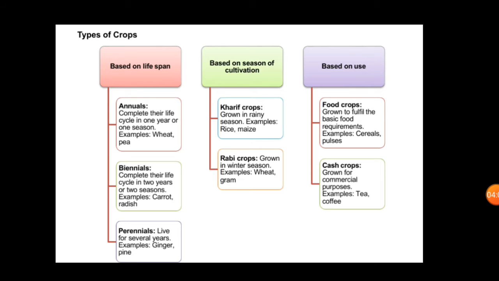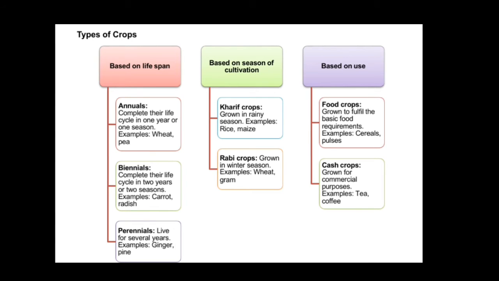The most important basis of classification of crops is classifying them on the basis of their season of cultivation. On that basis, crops are basically of two types: Kharif crops and Rabi crops. Kharif crops are basically sown during the rainy season. Now, why are they sown during the rainy season? It is because they require a lot of water. These are sown between June or July and are harvested in September to October. These are also called summer crops. Examples of Kharif crops are rice, maize, pulses, cotton, soybean, etc.